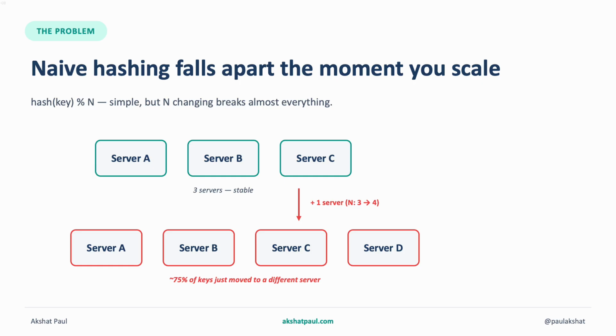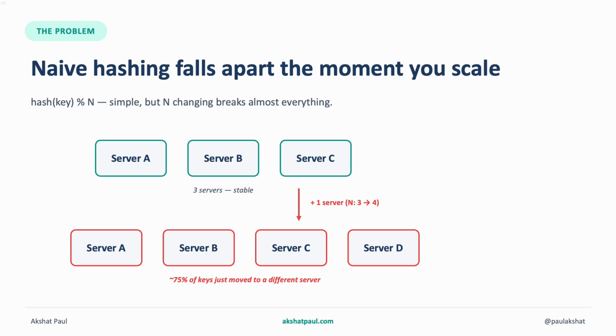The obvious way to distribute data across servers is take your key, hash it, and mod by the number of servers. Hash of key mod n. Dead simple. It works great, right up until your server count changes. And in any real system, it changes constantly. Servers crash, you scale up for traffic, you scale down to save cost.